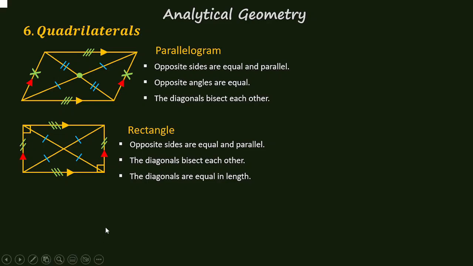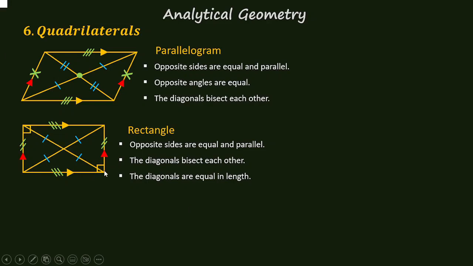And the second property is that the diagonals bisect each other. So the diagonals, this diagonal over there and that diagonal over there, bisect each other. That means at this point where they meet, that is the midpoint of this diagonal, and it is the midpoint of that diagonal. And another important part is that the diagonals are equal in length. So the diagonals of a rectangle are equal in length. In other words, if this diagonal is 10 centimeters, this will also be 10 centimeters.